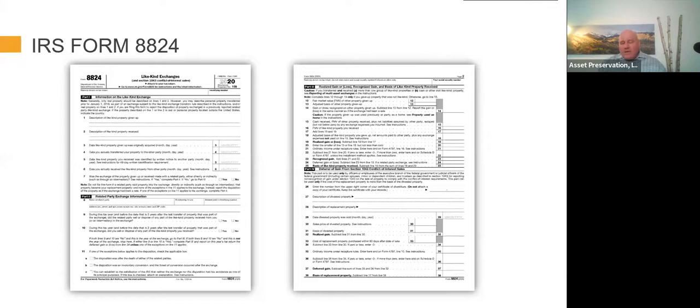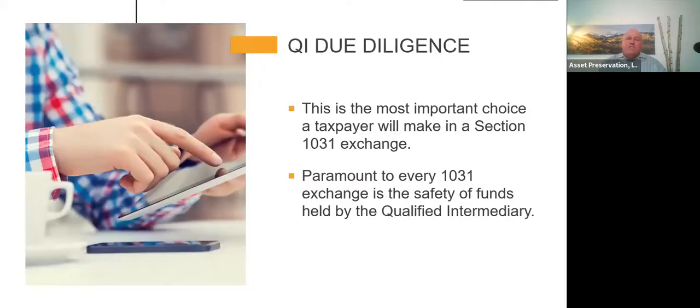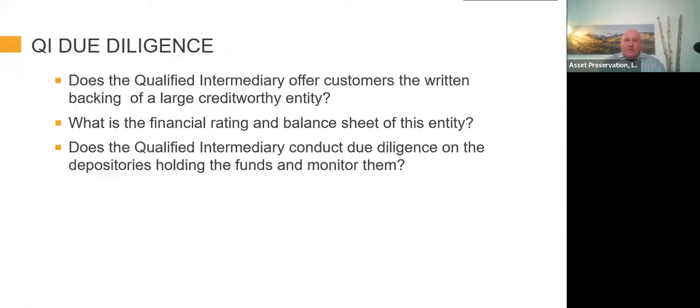And then finally, an important area with an exchange is doing due diligence. There are lots of reputable qualified intermediaries, but this is the most important thing you want to look at, which would be they're holding your money. And so you want to make sure you do some investigation into their security. Things to ask. Does that qualified intermediary have the backing of a large creditworthy entity? So there are qualified intermediaries owned by title companies and banks and other entities. That's going to be able to offer a higher level of security.